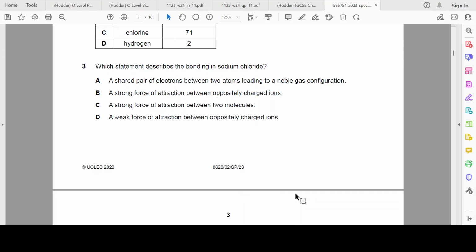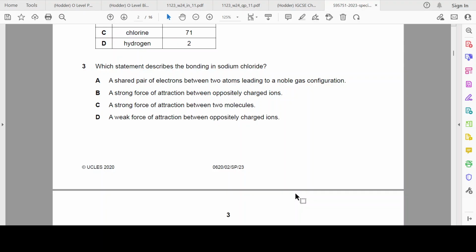Okay, so again, the elimination approach. First of all, can it be A? If you recall sodium, you should know immediately that sodium chloride is an ionic compound, and so we are talking about ions. Only B and D are talking about ions. The other two are talking about forces of attraction between molecules and sharing of electrons: A is talking about covalent bonding and C is talking about intermolecular forces, and both of those don't apply. So A and C are eliminated right on the spot. Then you're left with B and D.